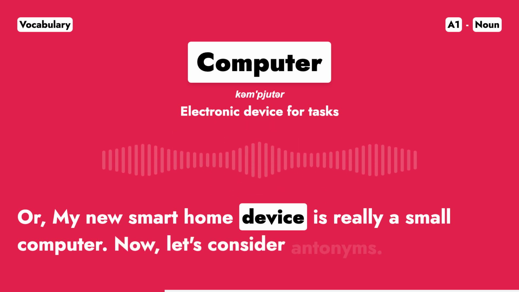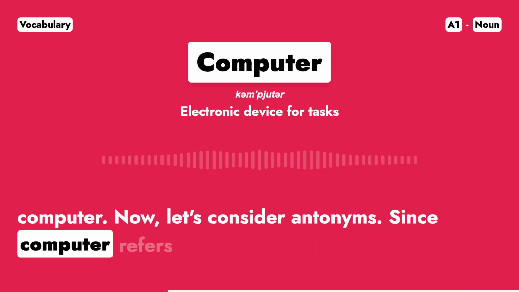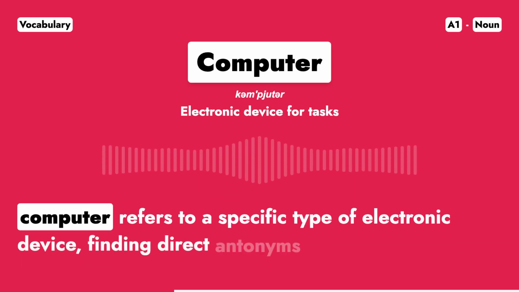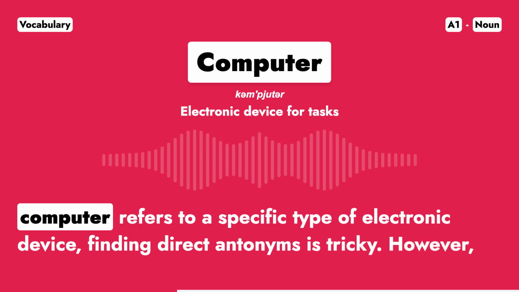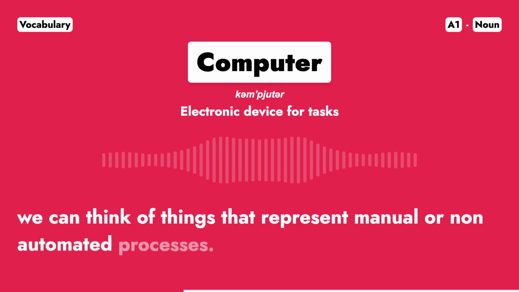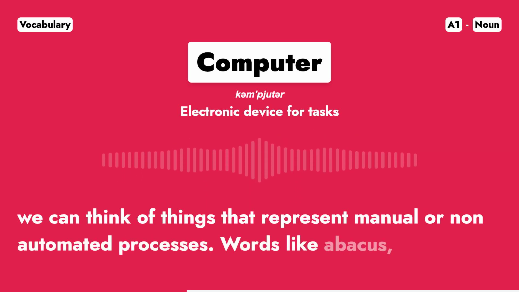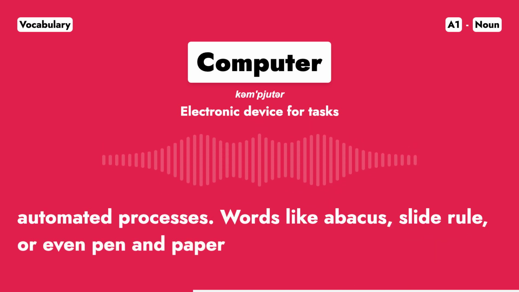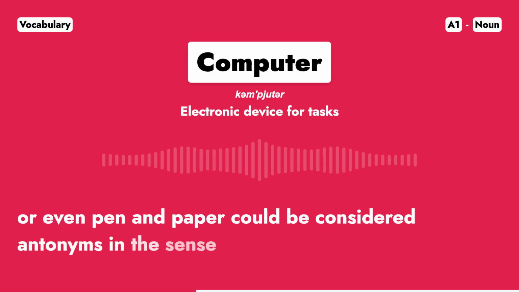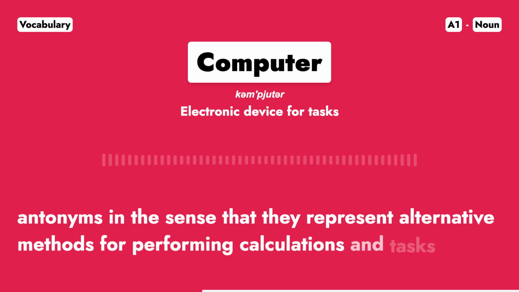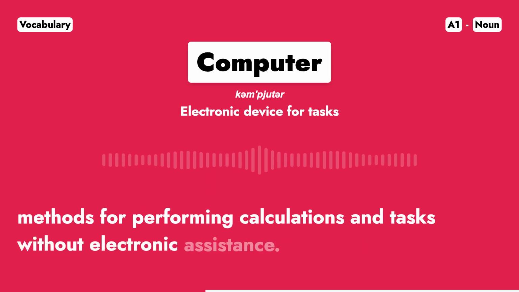Now, let's consider antonyms. Since computer refers to a specific type of electronic device, finding direct antonyms is tricky. However, we can think of things that represent manual or non-automated processes. Words like abacus, slide rule, or even pen and paper could be considered antonyms in the sense that they represent alternative methods for performing calculations and tasks without electronic assistance.